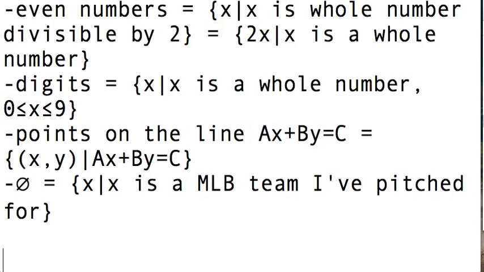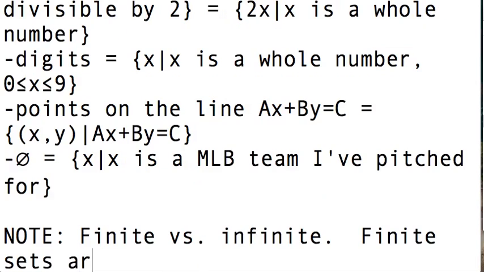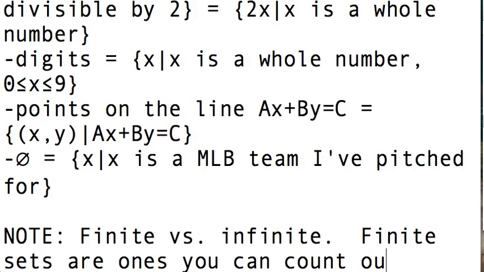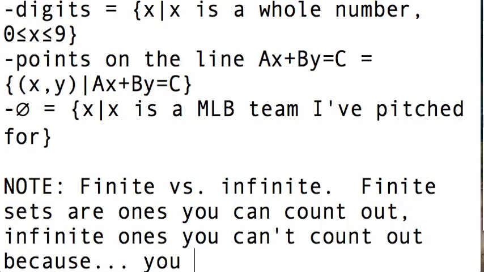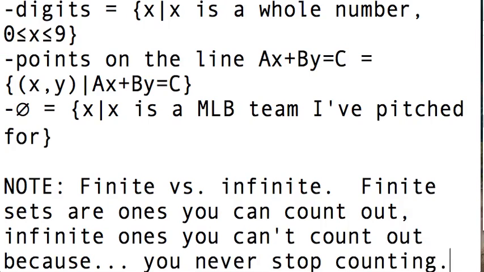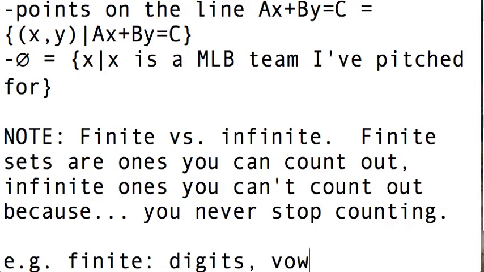Finally, let's just note a basic distinction of sets. We have finite sets versus infinite sets. Finite sets are ones you can count out. Ones that you can actually count all the number of elements, and infinite ones you can't count out because you never stop counting. It just goes on forever and ever. So, examples of finite sets were the digits, the vowels.